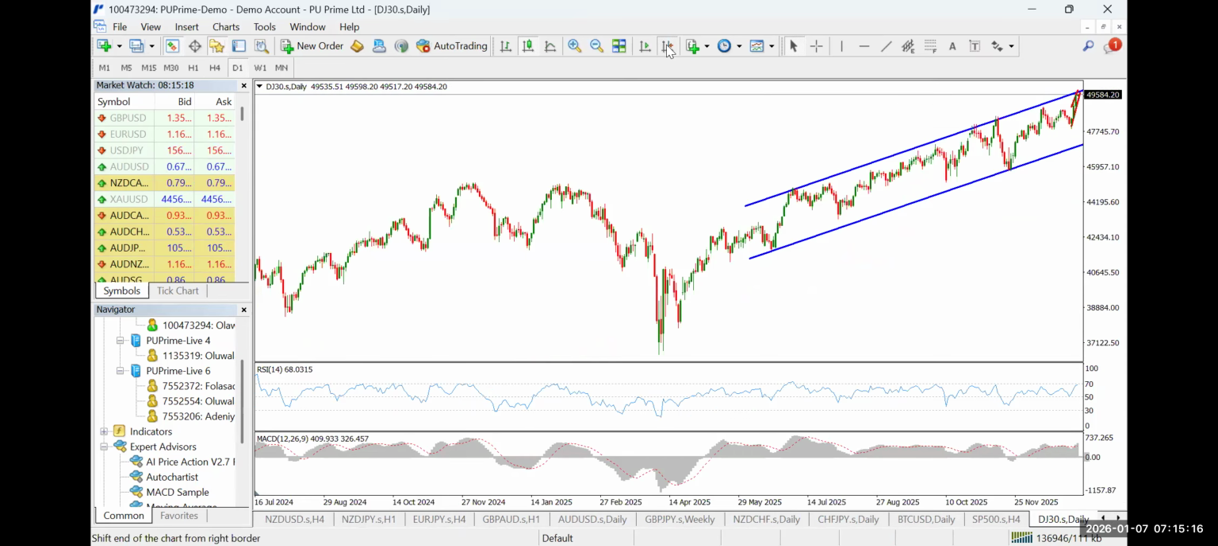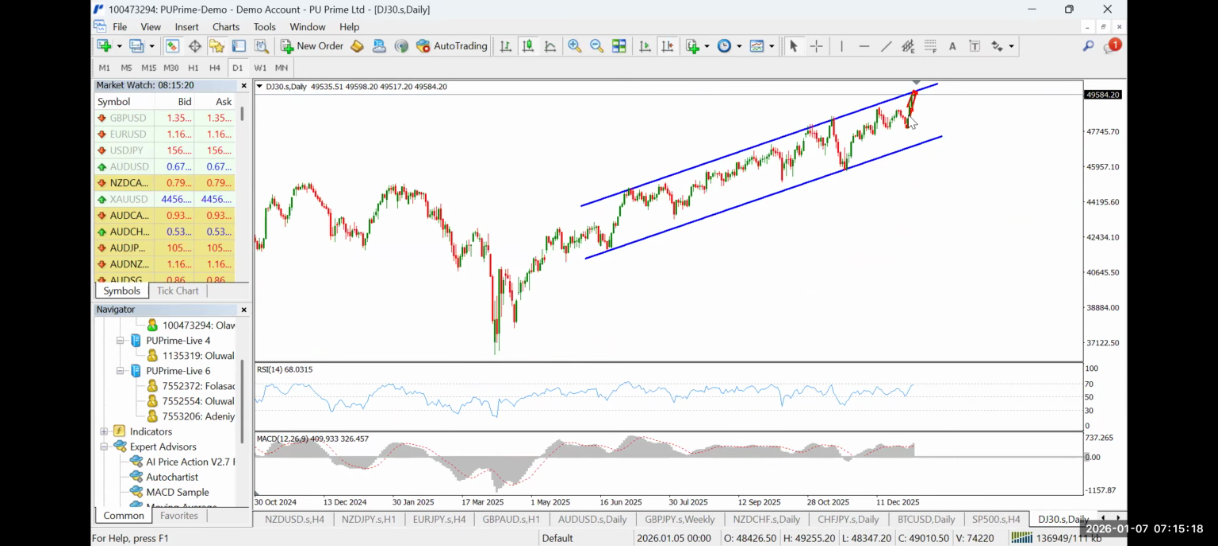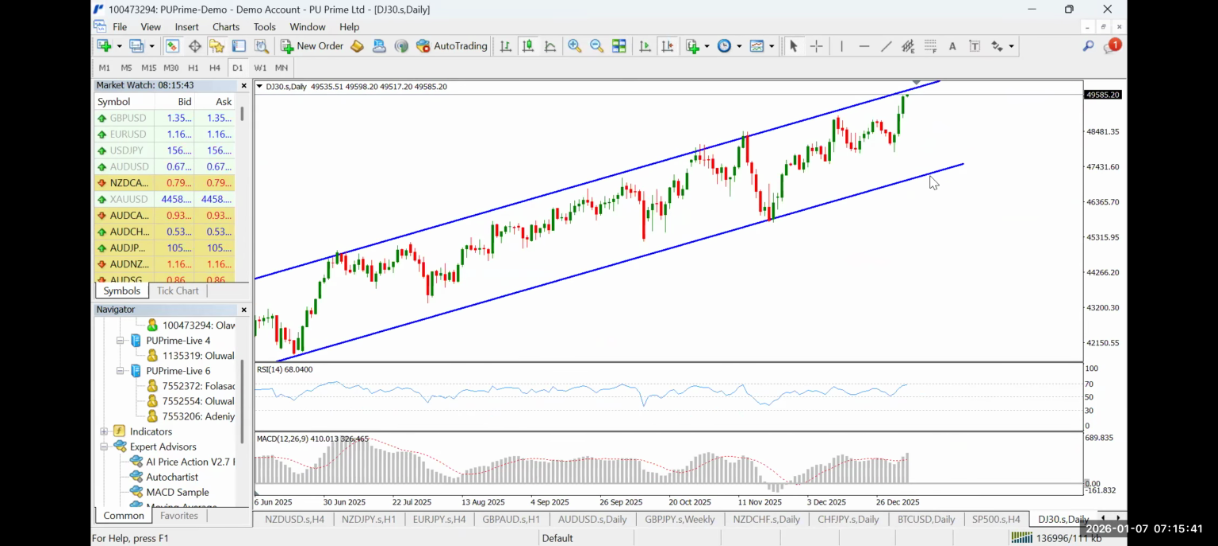Now for the DJ30 on the daily time frame, we can clearly see here that price has been making a series of higher highs and higher lows, bouncing and most importantly, touching the trend line up there each time it makes a higher high. So we've had consistently a whole number of bounces as price hits that trend line.